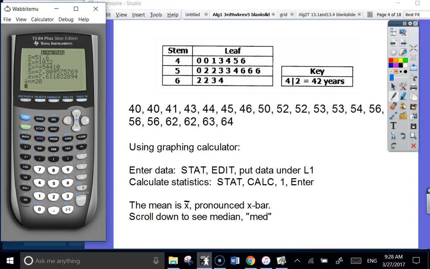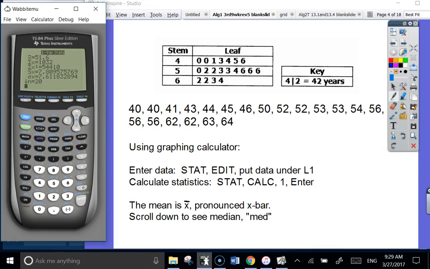So you can see that you get some numbers here. Now, this first one, the X with a bar on the top of it, that's the mean. That is one way you can describe the mean. The calculator uses that. So the mean is X bar. That's how you pronounce it. And it's 51.6, which is what everybody said, so we're good on that.